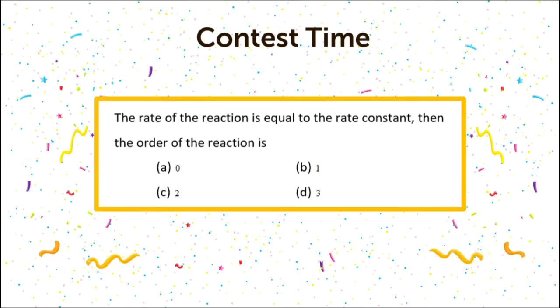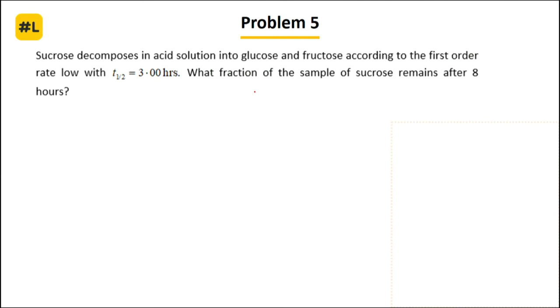Students, now today's contest question. The question is like this: the rate of reaction is equal to the rate constant. Then the order of the reaction is, they have given 4 options: 0, 1, 2, 3. So this is the contest question for today's class. I hope you can easily answer this. I have given a shortcut in my regular class. Apply it. Let us see in the next class.